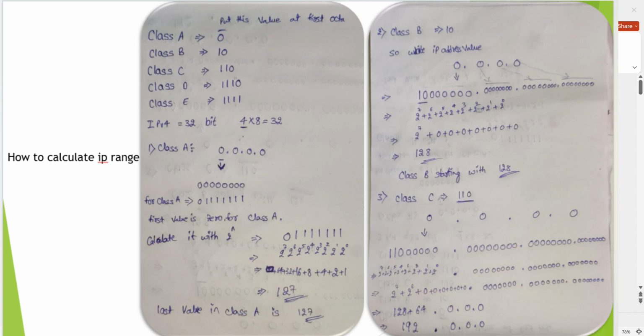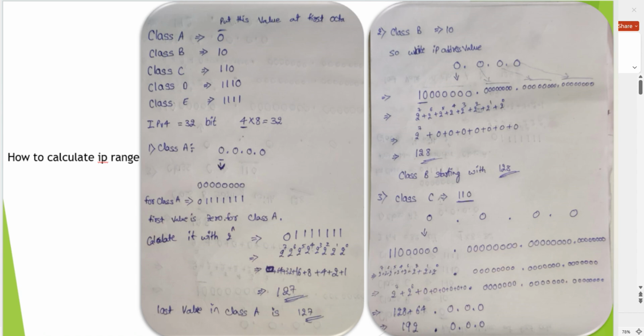Okay, and coming to class B, here you can see that for class B we have one formula. In the first octet we have to put 1 and 0, and the remaining bits can be zeros or ones, it doesn't matter. What we have to do is find the first value of class B. I don't know where class B is going to start, so now let's discuss how we are going to find the first value in class B.